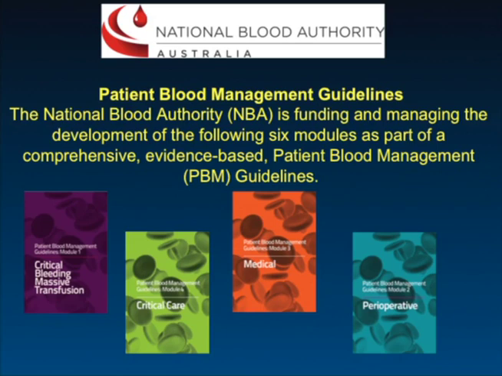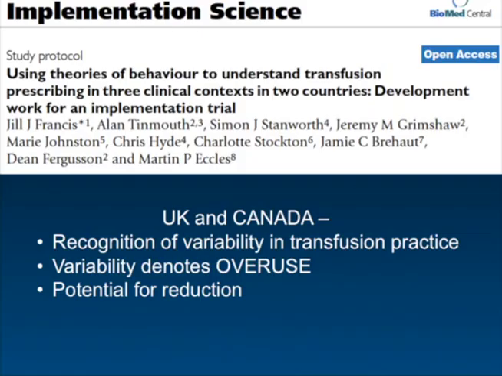But as I'm winding down, I think that it's very important for you to see this particular article that was published, because I think that drives home the fact that transfusion not only has variability, but there's enormous overuse, and that there's no science behind this. This is a behavioral problem. This is, again, a study protocol using theories of behavior to understand transfusion prescribing in 3 clinical contexts in 2 countries. Those are UK and Canada.